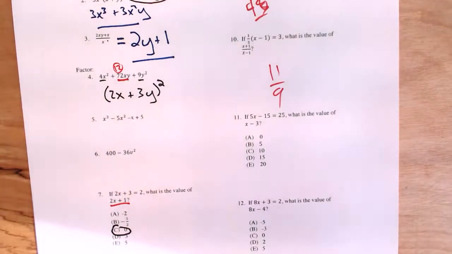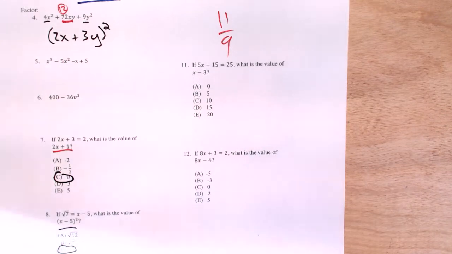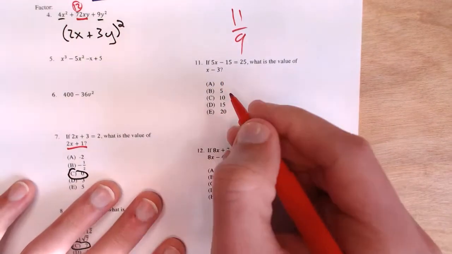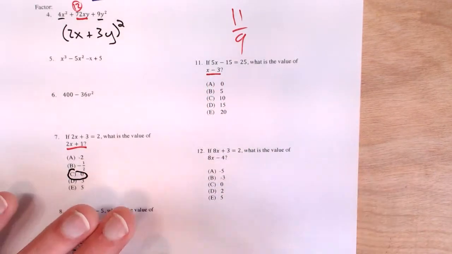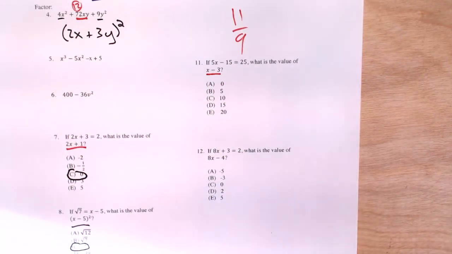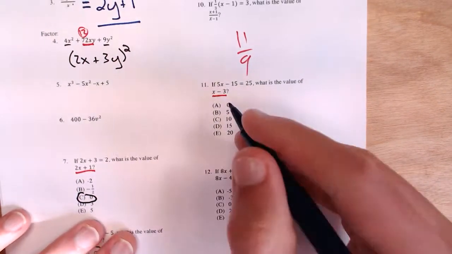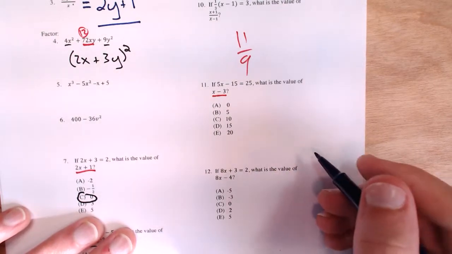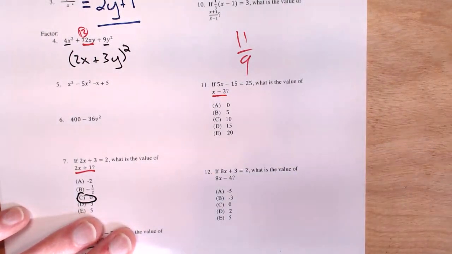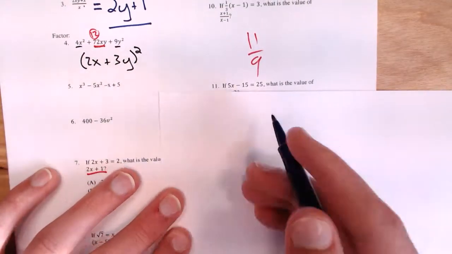Okay, great. Number 11 says 5x minus 15 equals 25. What is the value of x minus 3? Okay, so let's see if we can make x minus 3 pop out of this equation without explicitly solving for it. Again, this is all about saving time and taking advantage of little tricks on the SAT. So I would like to get x minus 3 somehow. Let's see, I see that I could maybe do GCF factoring. Let's give it a shot.